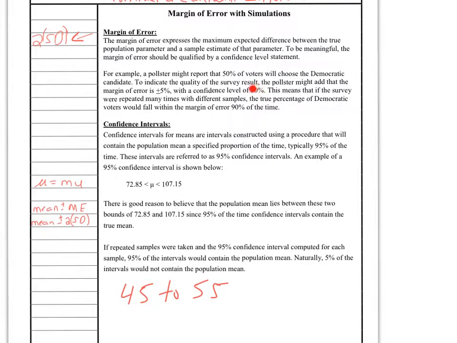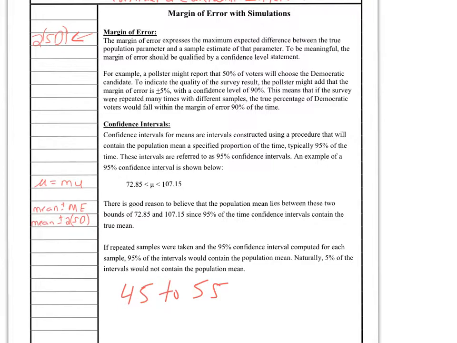So 90% of the confidence intervals we would create when we sample the Democratic voters, or voters, I'm sorry, in general, 90% of the confidence intervals would contain the true proportion of people that plan to vote for the Democratic candidate. That's kind of what's going on.